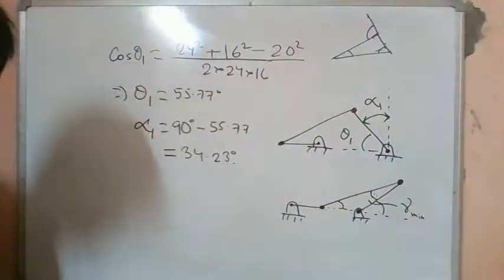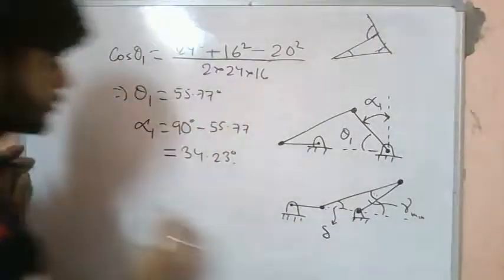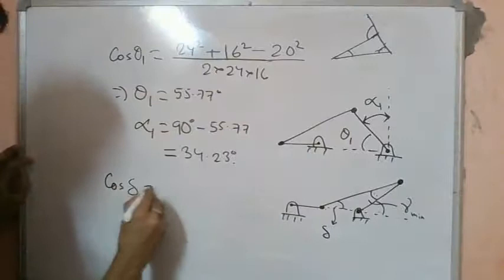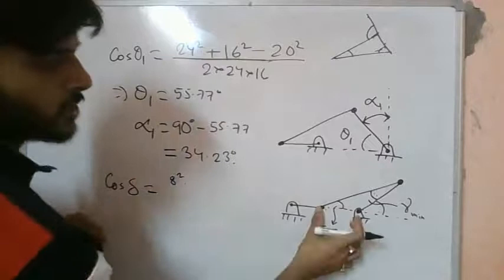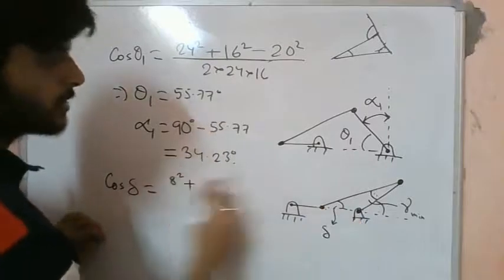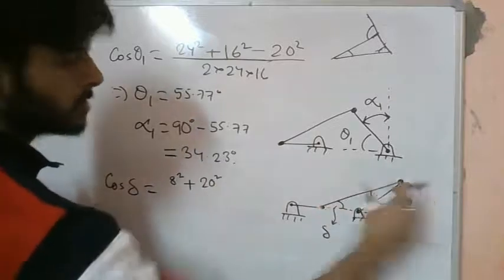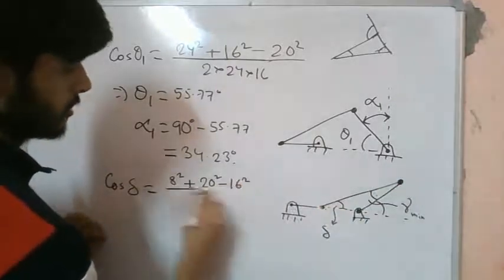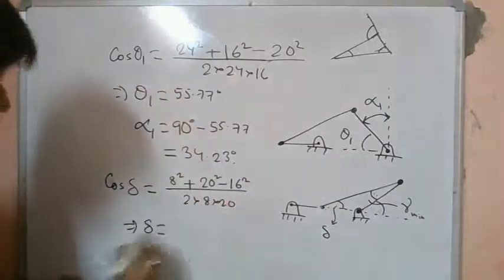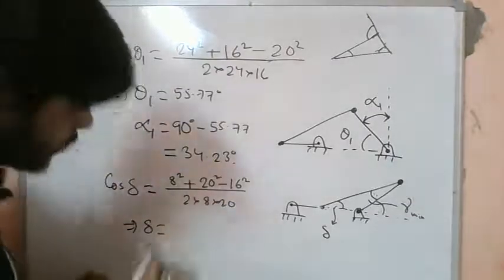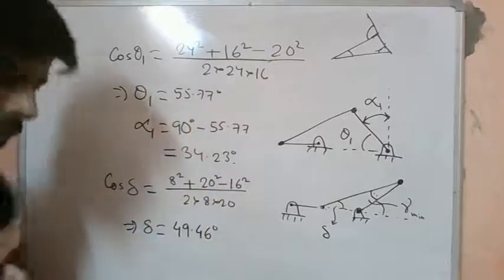How much is this angle? We know already the minimum. Let's try to find out. This one is, let's say, delta. So we have cos delta equals to 8 square plus 20 square minus 16 square, divided by 2 into 8 into 20. This one is 8, and this one is 20. From this we find out delta to be equal to 49.46.